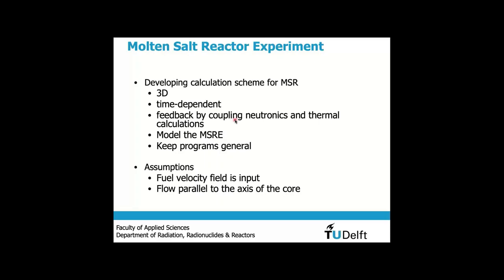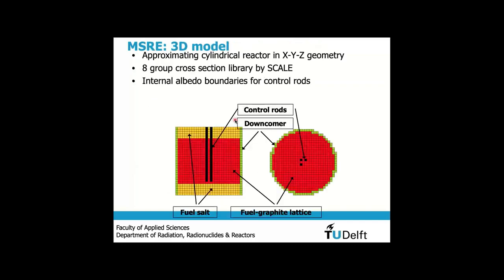Not all is known for the MSRE, so the fuel velocity field was taken as an input, and it is always parallel to the axis of the core, so vertical. How does this model then look, what we have developed? You see a side view and a top view of this particular system. It's a cylindrical core at that time of the modeling. So like I said, it's quite a few years ago. We did not have the capability at that time to actually build that geometry. So we had to do it in XYZ.